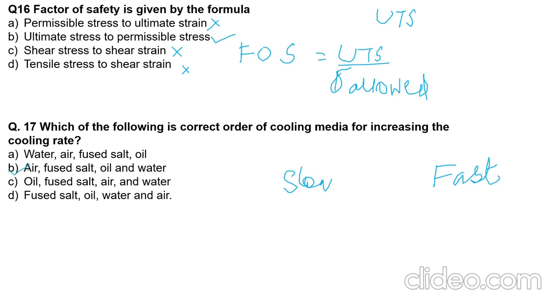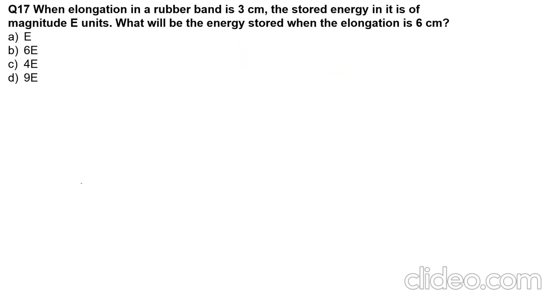So air will have the slowest cooling while the water will have the highest cooling, while oil has intermediate cooling, and fused salt also has a somewhat lower cooling rate as compared to oil. Okay, so these are the answers.